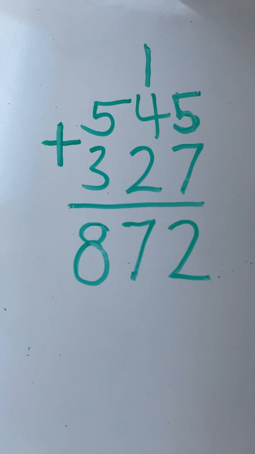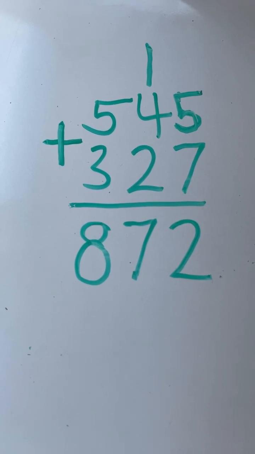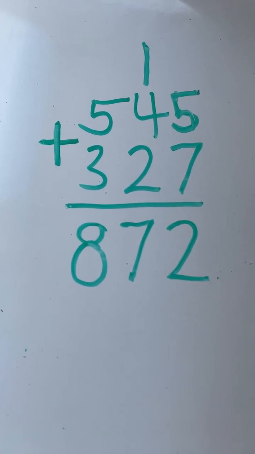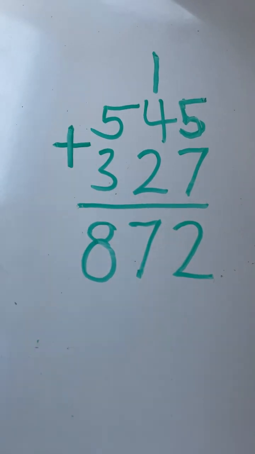And we have our answer, 545 plus 327 equals 872. All right, so that's the addition problem, like I said.